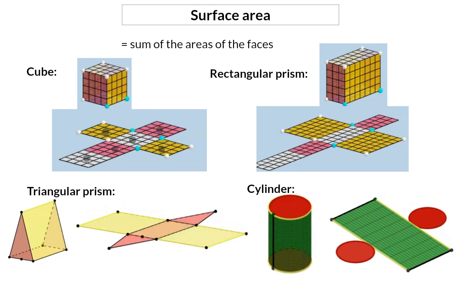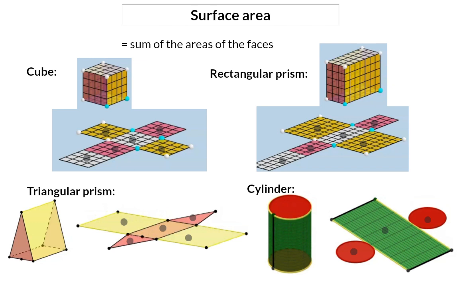A rectangular prism has 6 rectangle faces, and they are all paired up, so we have 3 pairs of rectangles. A triangular prism has 3 rectangles and 2 triangles. And finally, the cylinder consists of 2 circle faces, and the curved surface is formed by a rectangle.